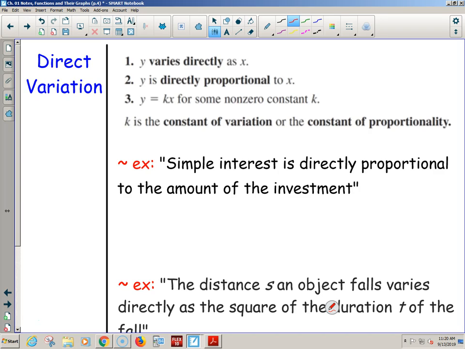Direct variation. You guys see the model? It's right there. Whenever you see K for this entire section, you just have to think some constant. Some constant. Area of a circle is directly related to the square of the radius.